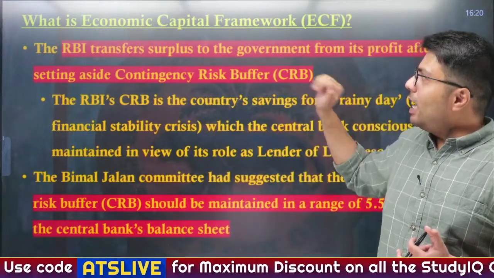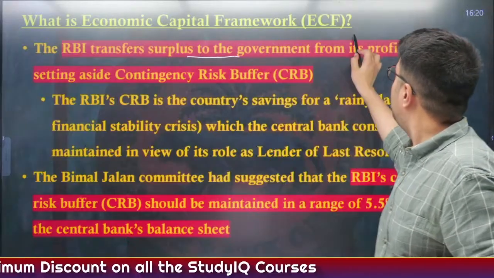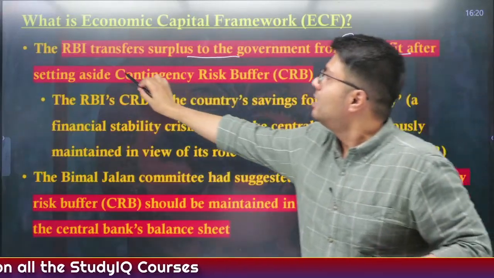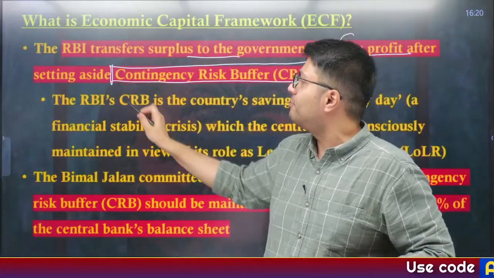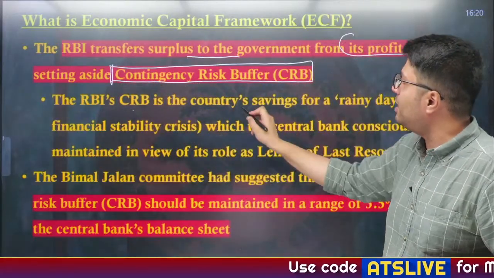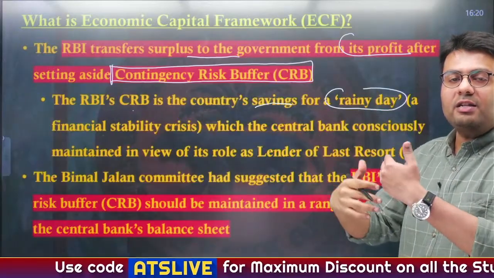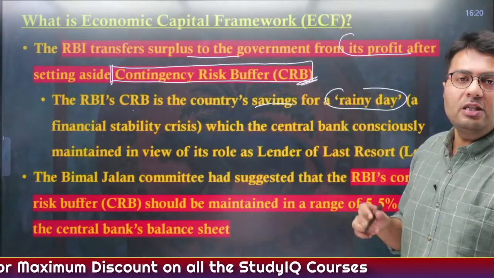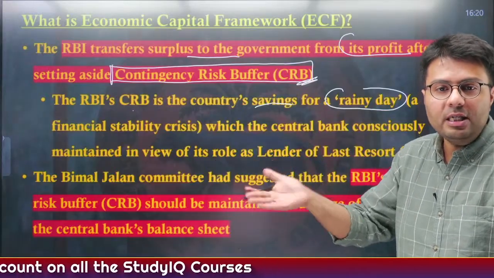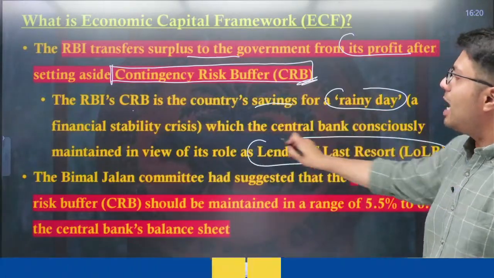Okay, now RBI transfers surplus to the government from its profits after keeping some money aside in the contingency risk buffer. Now what is the contingency risk buffer? It is the country saving for a rainy day, which means whenever there is financial instability, RBI would use money from the contingency risk buffer to make our economy stable. And this is because RBI is called the lender of last resort.